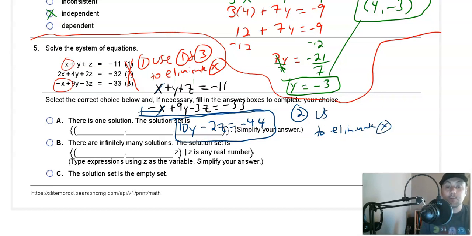And we have to use a different combo. We can't use the 1-3 combo again, which was the easy one. We'll have to use a different combo. So either 1 and 2 or 2 and 3. I got to get 2 into the mix.